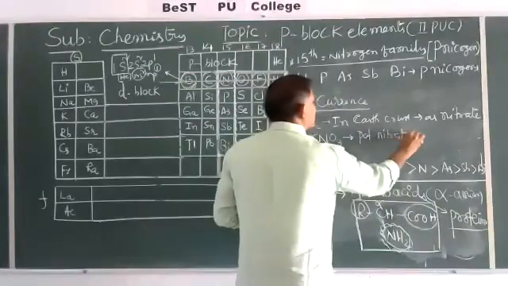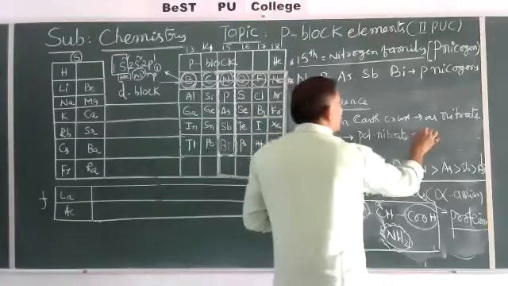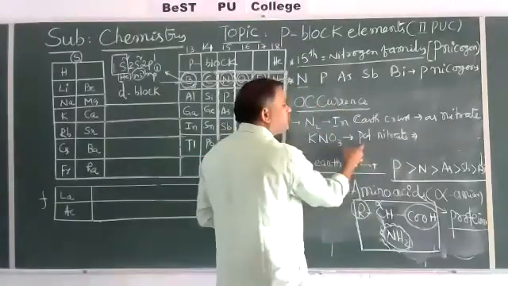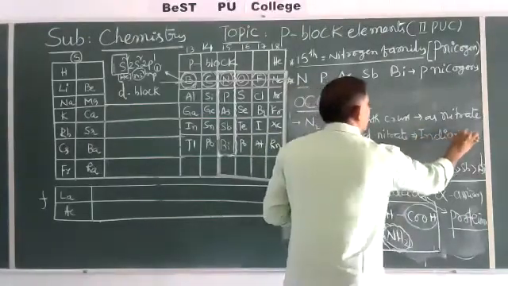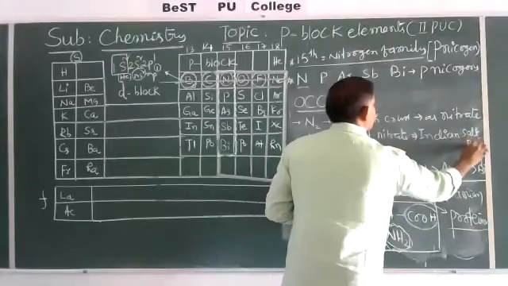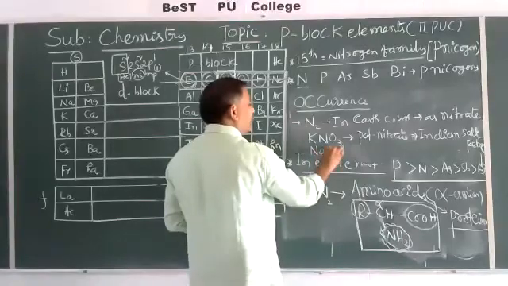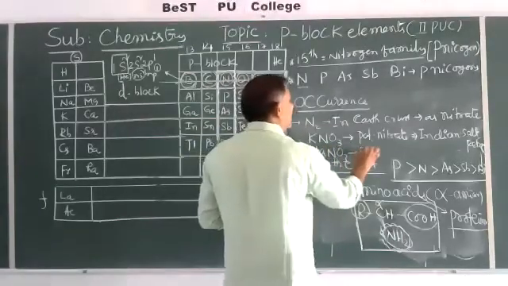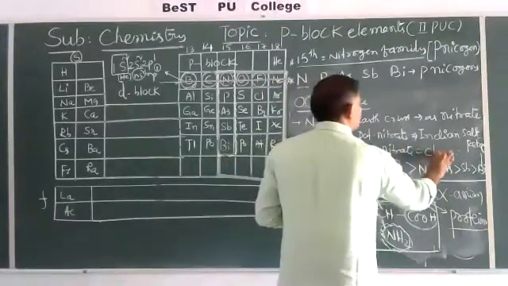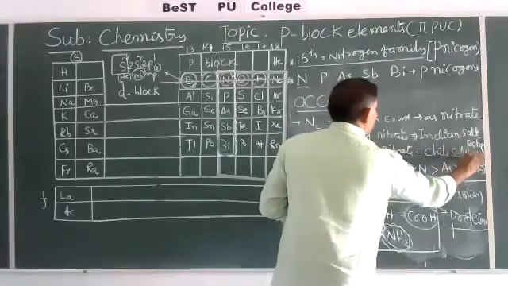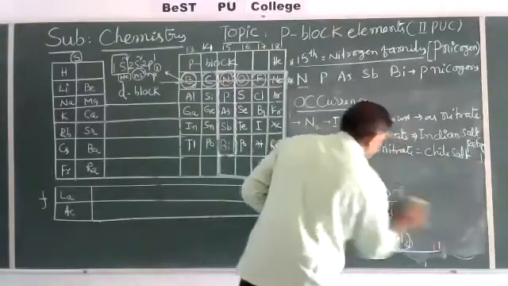Its common name, according to the common system, is saltpeter. It is called Indian saltpeter. Now NaNO3, sodium nitrate. This is Chile saltpeter. These are the two important nitrates available in earth crust.